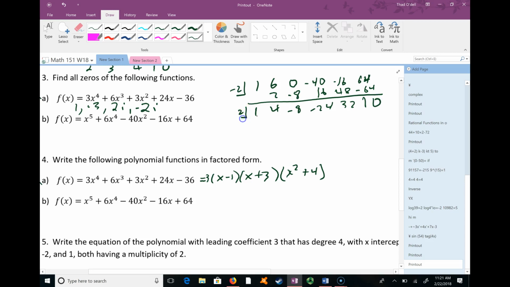And then I think 2 is also an option. So you go 1 times 2 is 2, that would be 6. 2 times 6 is 12, that would be 4. 2 times 4 is 8, that would be -16. 2 times -16 is -32. And that would be 0.